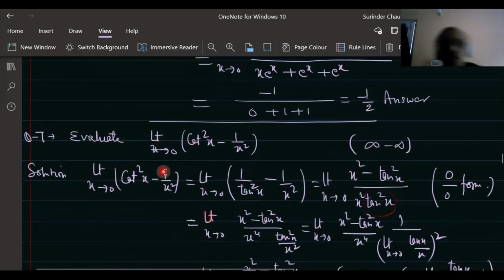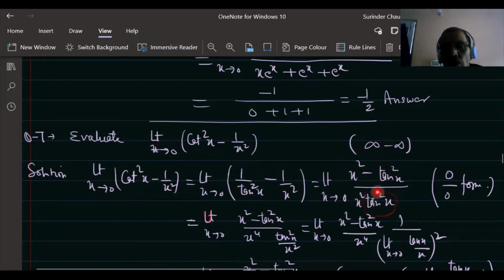Evaluate the limit as x approaches 0 of cot squared x minus 1 upon x squared. Putting x as 0, cot goes to infinity, 1 upon x squared is infinity, so it is infinity minus infinity form. Converting cot into 1 upon tan and taking the LCM, we get x squared minus tan squared x over x squared tan squared x. Now check which form this is: at x equal to 0, it is 0 minus 0 over 0, 0 by 0 form.